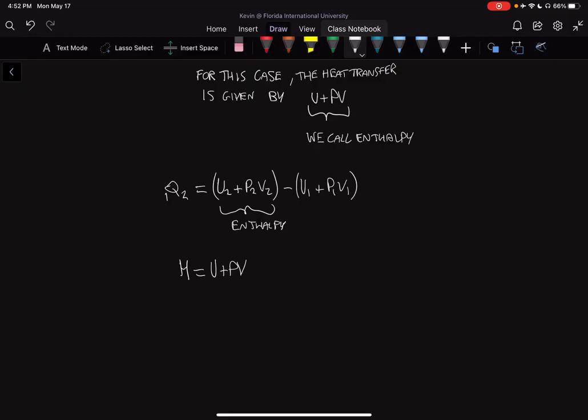The specific enthalpy is equal to the following. So specific enthalpy, as we had defined, is lowercase h equal to lowercase u plus p times lowercase v, or the specific volume. Remember, this is per unit mass. And what that means is that the units for this are usually kilojoules per kilogram, and the units for this are kilojoules.